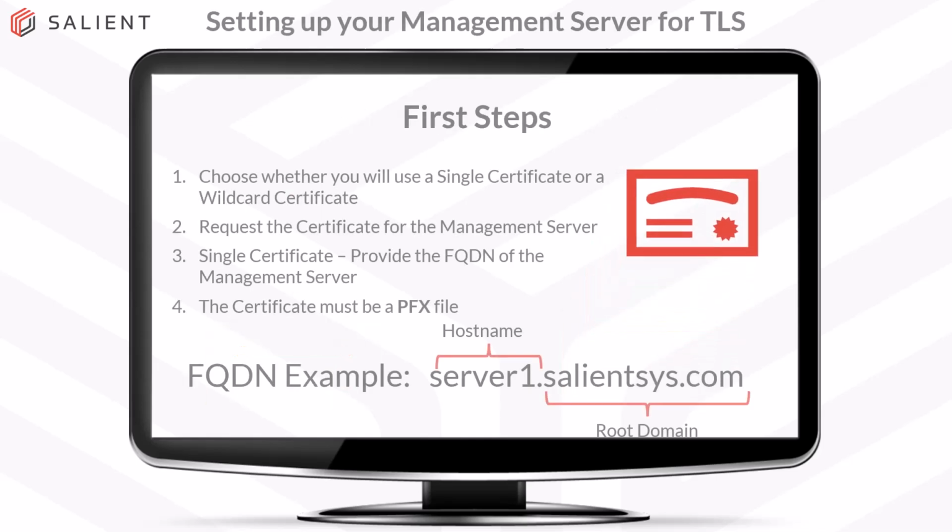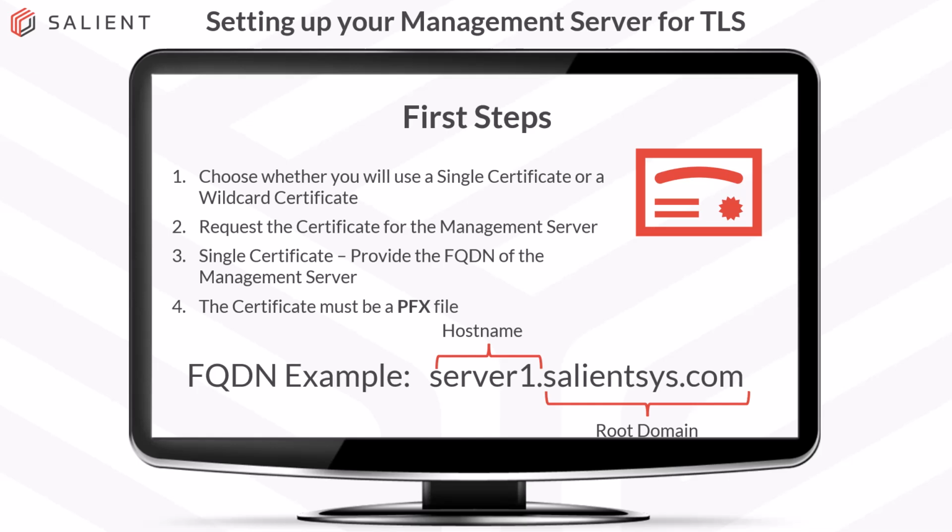To begin the process, you'll need to decide if you're using a single or a wildcard certificate. Then, request the certificate from a signing authority. If you're using a single certificate, you'll need to provide the fully qualified domain name of your management server to the signing authority. The FQDN contains the host name of the server and the domain to which it belongs. Server1.salientsys.com is an example of the correct FQDN format. If you're using a wildcard, all you'll need to do is provide the signing authority with the root domain that you're using.